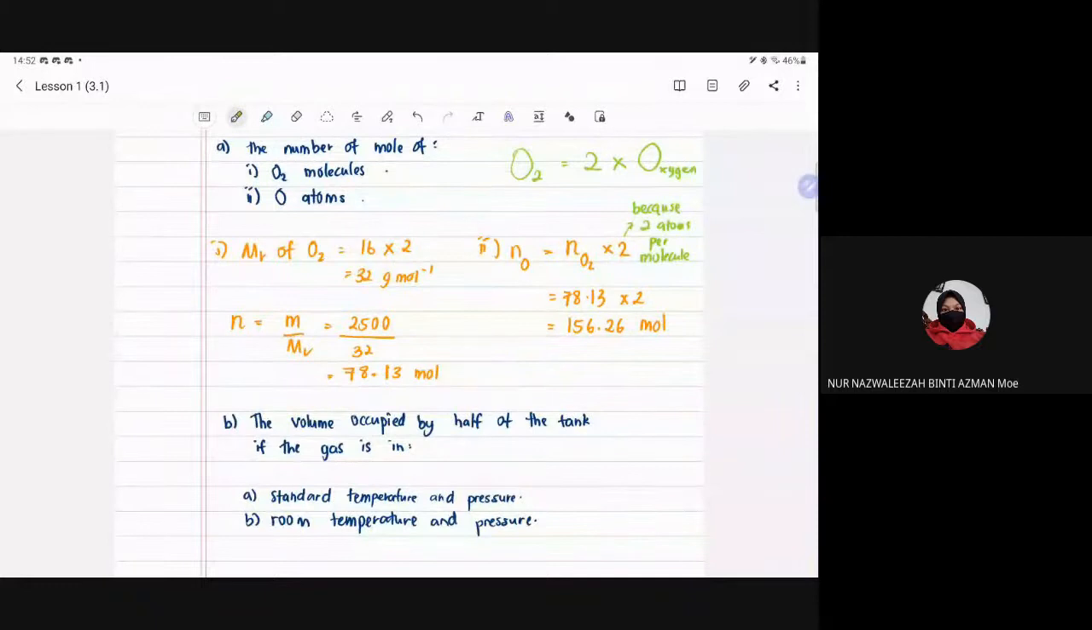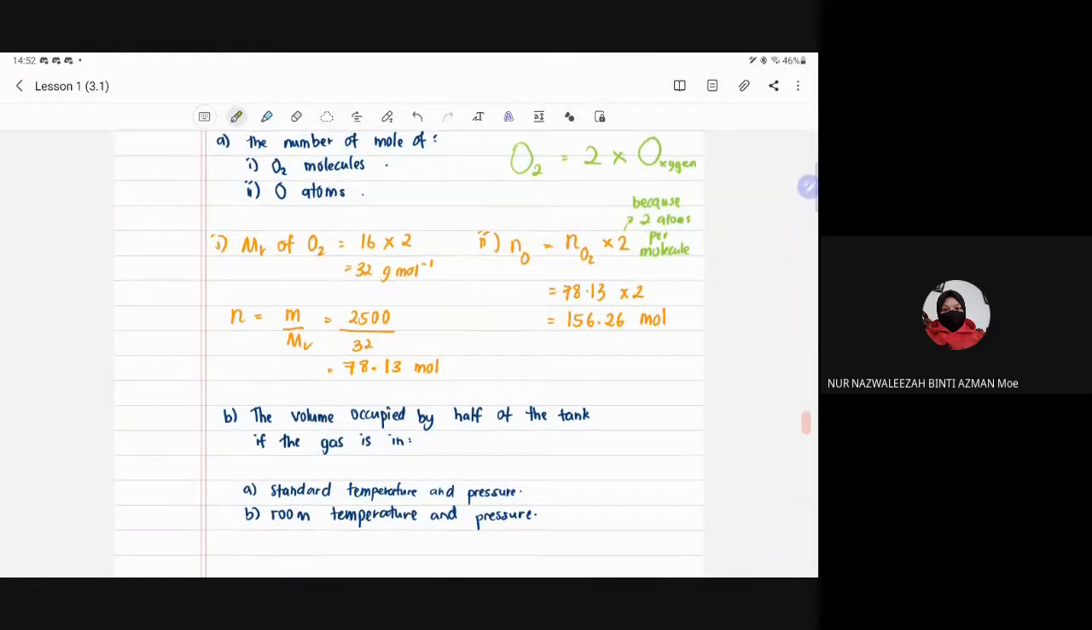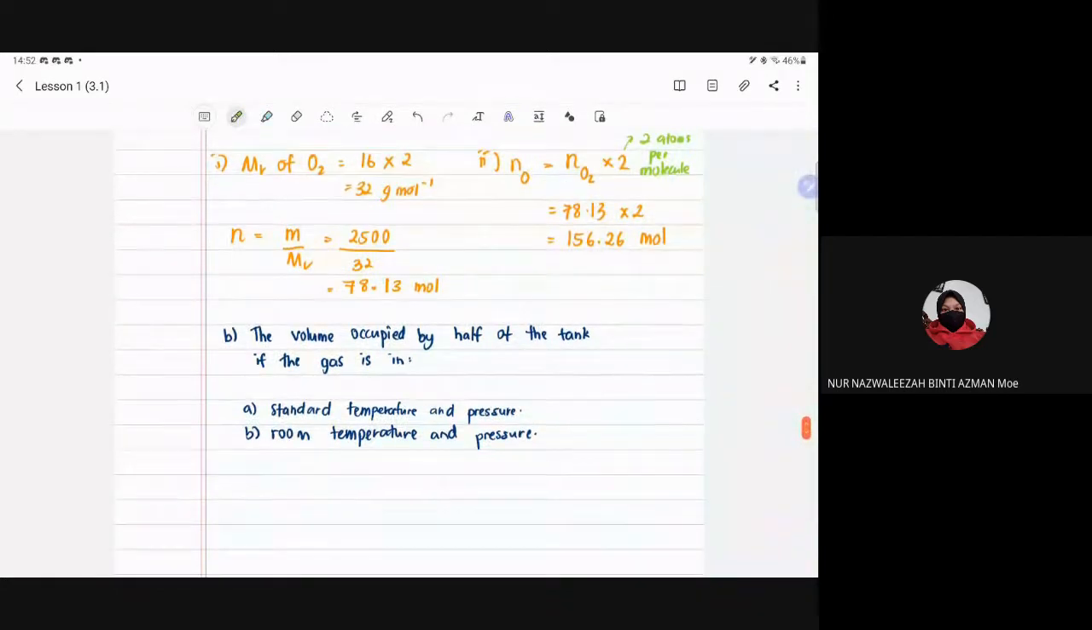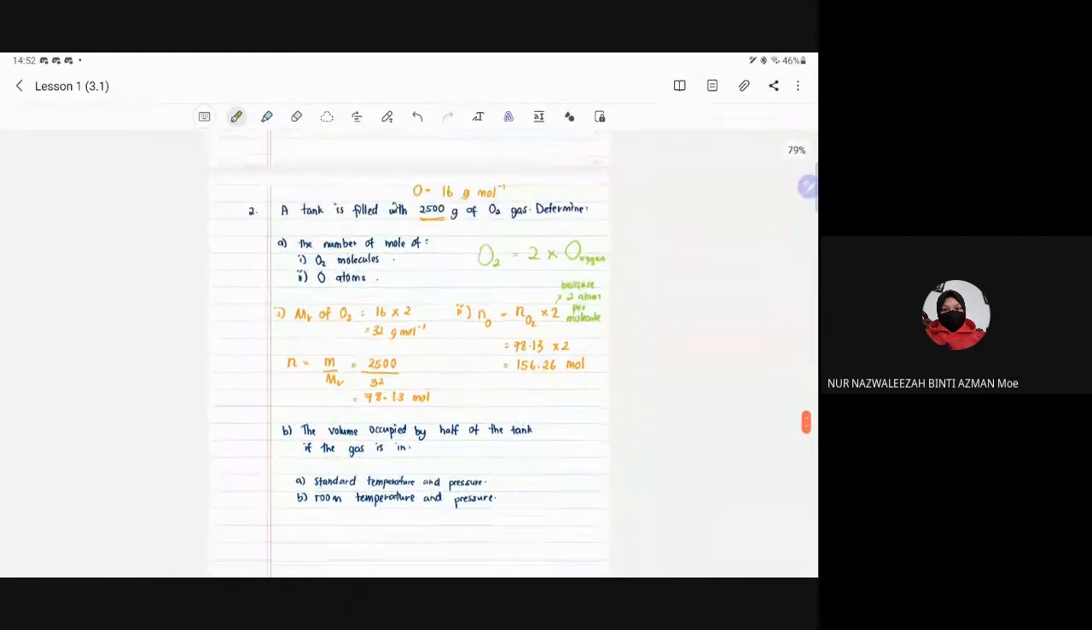It's the same juga macam ni. Sebab dia datang bersama tau. O2 tu oksigen molekul tu dia ada 2 macam ni. So satu molekul ada 2. 1, 2. Jadi 1 mol ada 2. So kita kena darab lah. Jelas tak? Ya, jelas lah. Nazwa jelas tak? Jelas. Okay, good. Now, we proceed to the next part of the question.